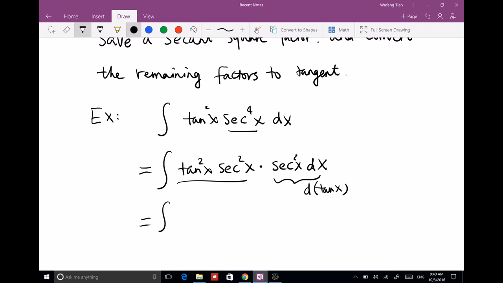Can we substitute the secant squared x for something like 1 plus tangent squared? Oh, that's a perfect idea. Yes, you did very perfect. Thank you. Yes, secant squared is 1 plus tangent x squared, and d of tangent x.